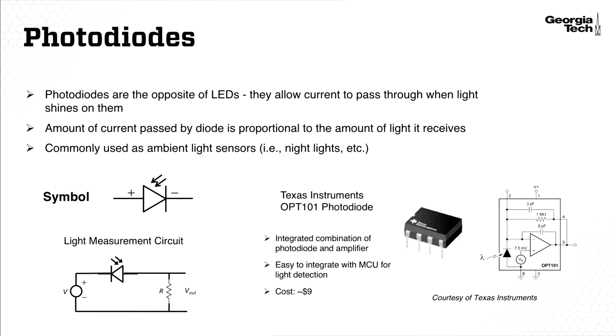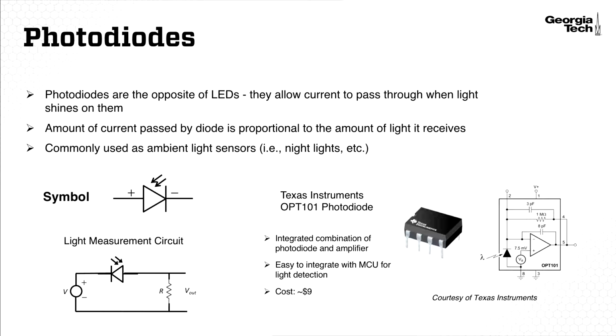The bottom left of the slide shows a light measurement circuit where we can detect how much ambient light is input to the sensor, and you can see it consists of a voltage source, a resistor, and a photodiode, and we measure the voltage drop across that resistor. Remember that the amount of current that can pass through this photodiode is determined by the amount of light it receives, and since V equals IR, by measuring the voltage drop across the resistor, that gives us an indication of how much current is flowing through the diode and the resistor, and then we can determine how much light is shining on that photodiode.